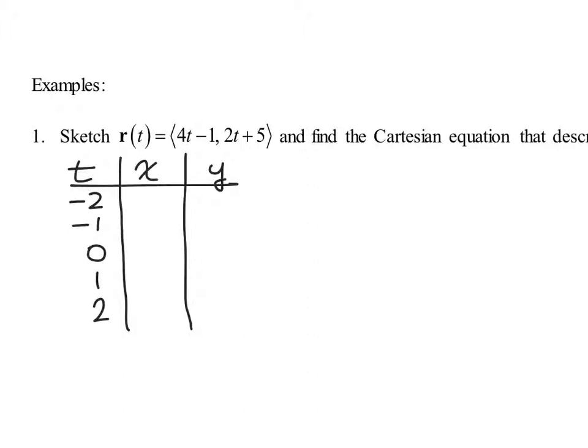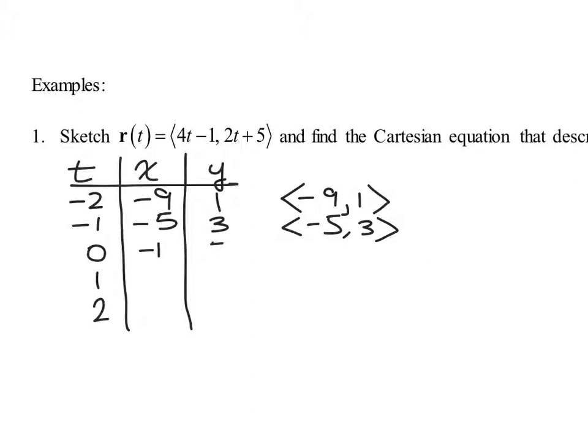So I pop in a -2. I'm going to get a -9 for x, and a +1. So a vector. -9, 1 would be my first vector, assuming that I would need to plot that. We'll see in a minute. -5, 3. -1, 5.